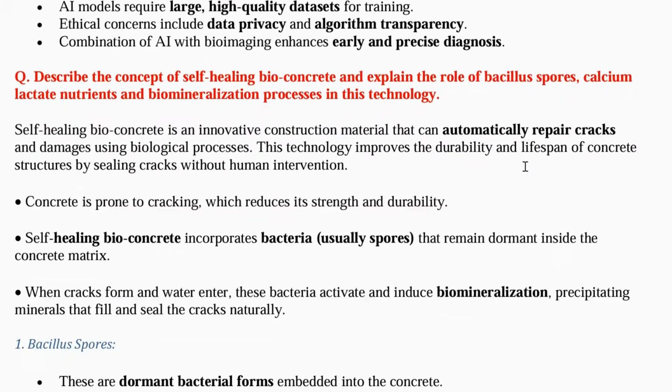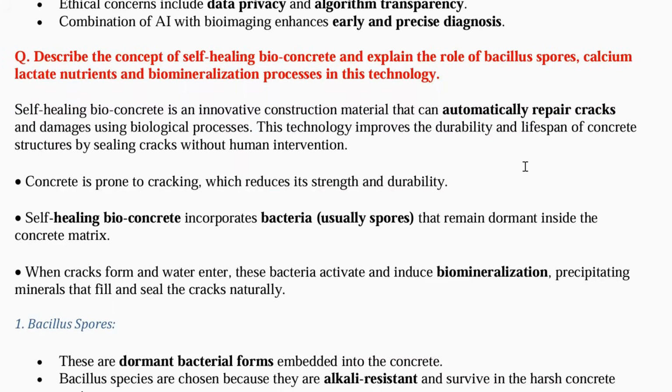Describe the concept of self-healing bioconcrete and explain the role of Bacillus spores, calcium lactate, nutrients, and the biomineralization process in this technology. Self-healing bioconcrete is an innovative construction material that can automatically repair cracks and damage using a biological process. This technology improves the durability and lifespan of concrete structures by sealing cracks without human intervention. Concrete is prone to cracking, which reduces its strength and durability. Self-healing concrete incorporates bacteria, usually spores, that remain dormant inside the concrete matrix.